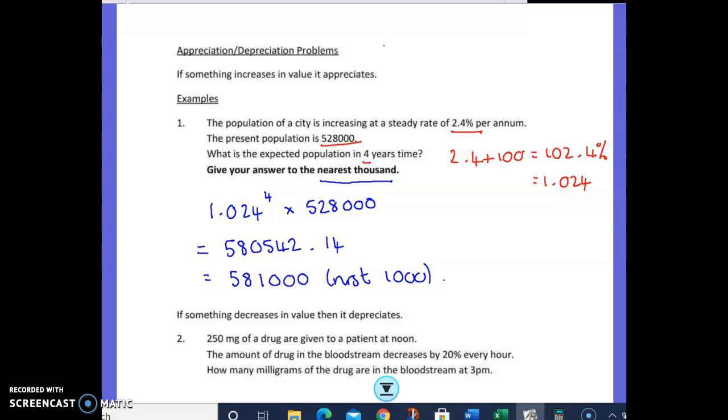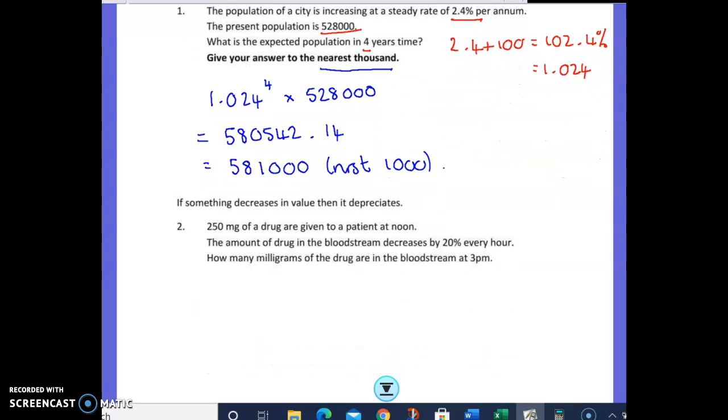Okay, question 2. 250 milligrams of a drug given to a patient at noon. The amount of drug in the bloodstream decreases by 20% every hour. How many milligrams of the drug are there at 3 p.m? Okay, this time it's a depreciation. It's decreasing. It's going down by 20% every hour.